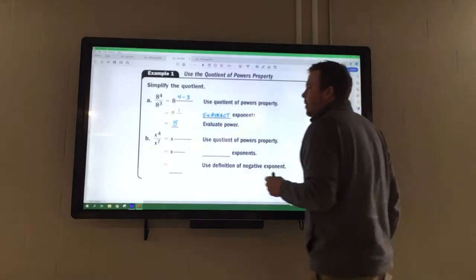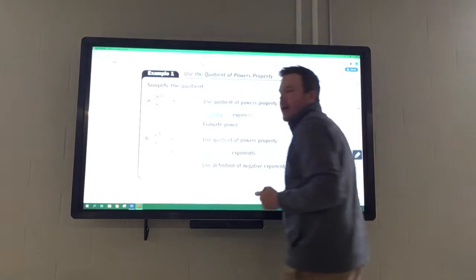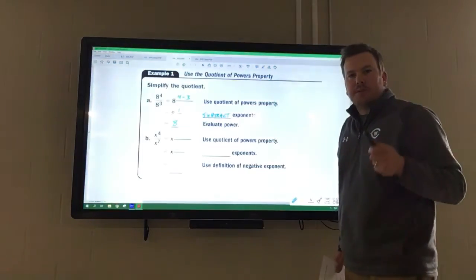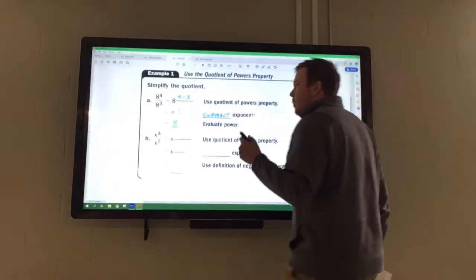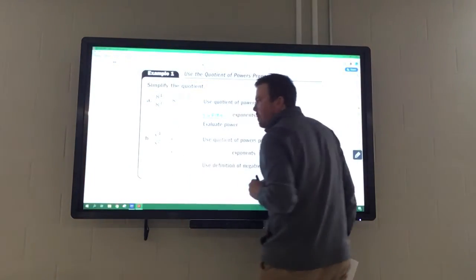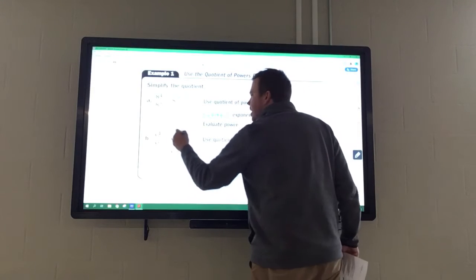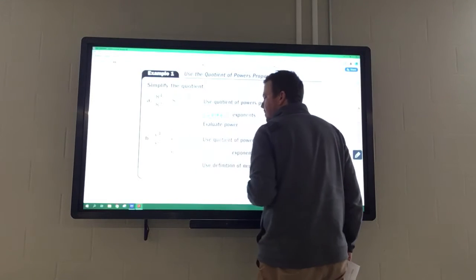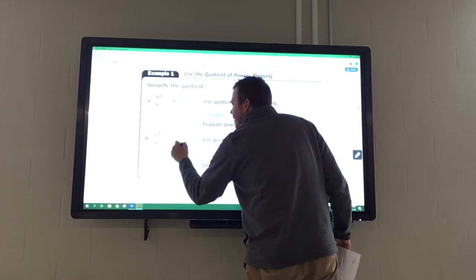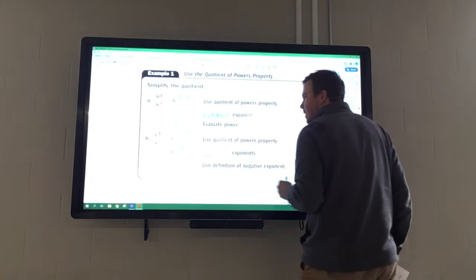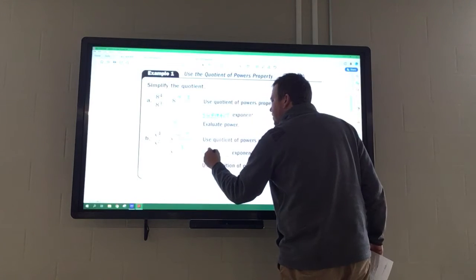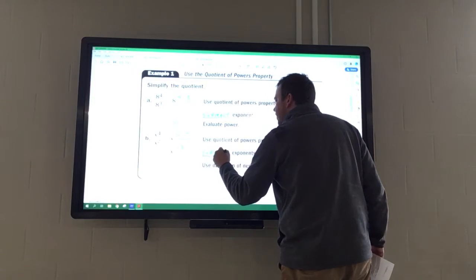For our second example, with x to the 4th over x to the 7th, we're dividing two powers with the same base. When I divide two powers with the same base, I keep my base of x in this case, and I subtract the exponents. 4 minus 7 is negative 3. All right, we found that again by subtracting the exponents.